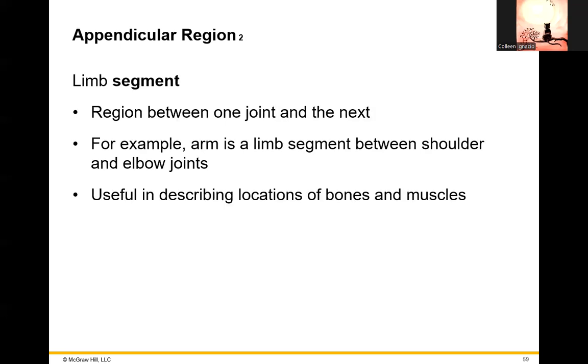So when we think about the appendicular region, we also have to think about the segments of the limbs. And so these are regions between the joints. Okay, so an arm is a limb segment between the shoulder and the elbow joints. Okay. And this is useful as we're describing locations of bones and muscles.